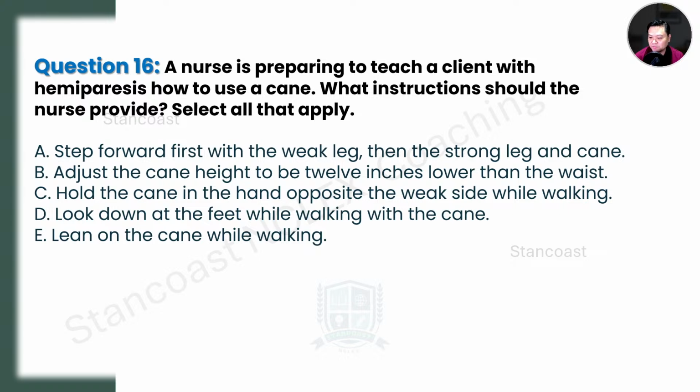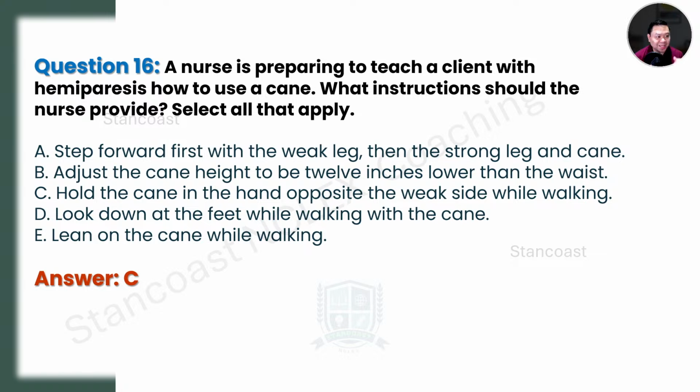Which of these options? Your answer here should be only one. That is letter C. The cane should be held by the strong hand. It is an assistive device that's supposed to provide support to the weak side. The rest of them are incorrect.